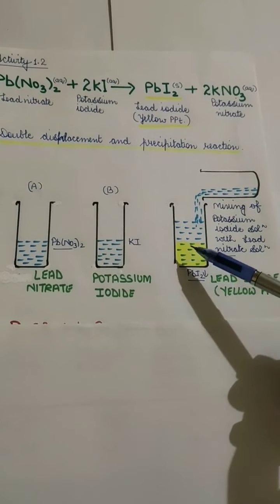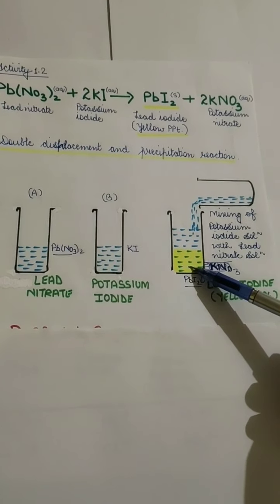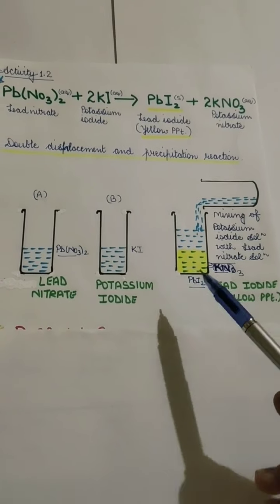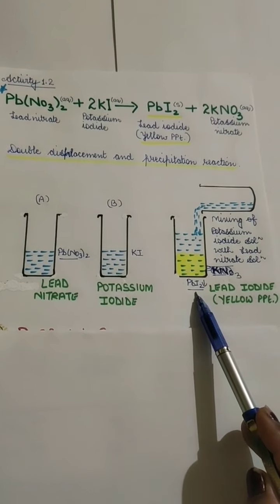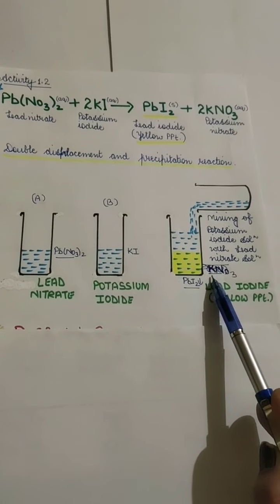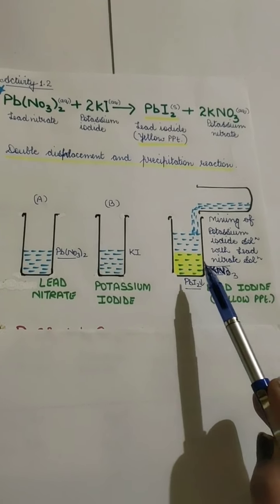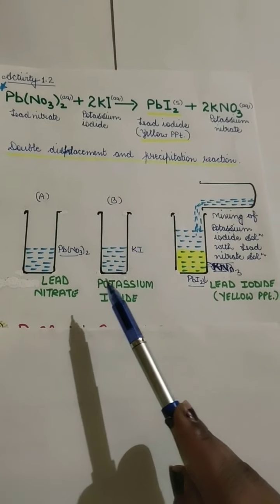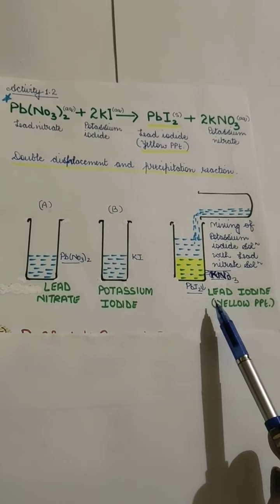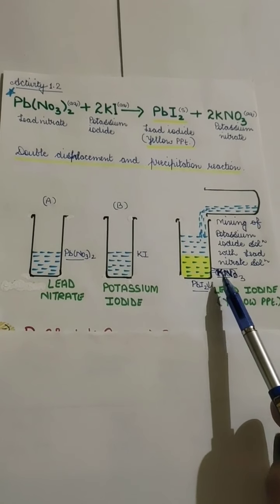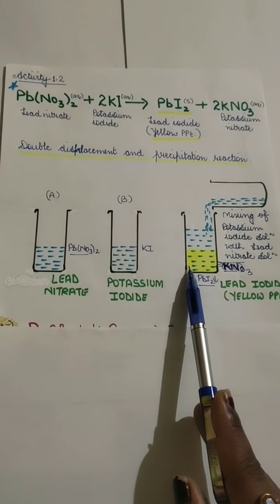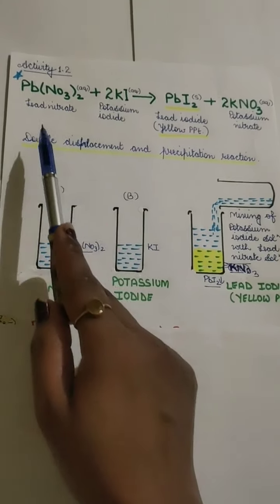As soon as we mix both the solutions with each other, there will quickly be a formation of yellow colored precipitate, and the precipitate will be of lead iodide, that is PbI2. Along with that, we will get a solution of potassium nitrate. So after mixing lead nitrate with potassium iodide, we will have a precipitate of lead iodide that will be yellow in color, along with a solution of potassium nitrate. So this is an example of a double displacement reaction and precipitation reaction, and here is the reaction which I have written.